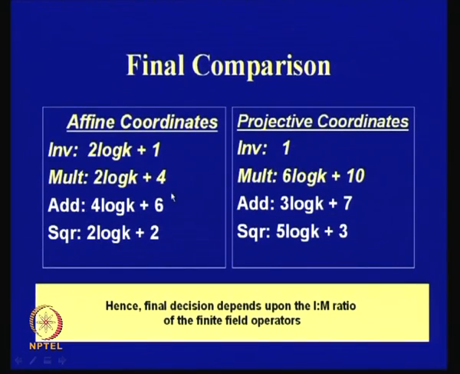So, if you do a neck to neck comparison of the affine coordinates and projective coordinates, this is how it looks like. The inversions are reduced, but the multiplications and the additions and the squarings have of course increased. So, whether you will go for affine coordinates or projective coordinates depends upon your i to m ratio, that is, how many multiplications are there in an inverse. That dictates whether this one is more efficient or that one is more efficient.